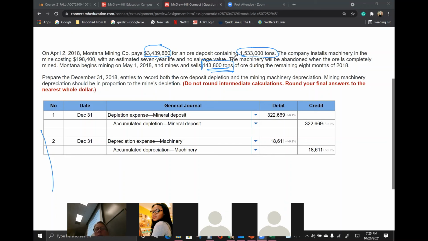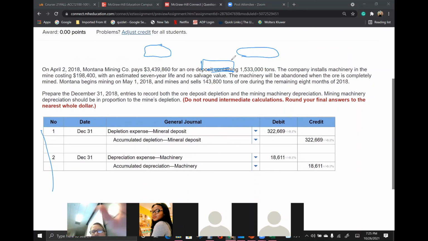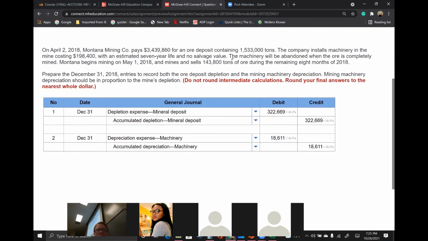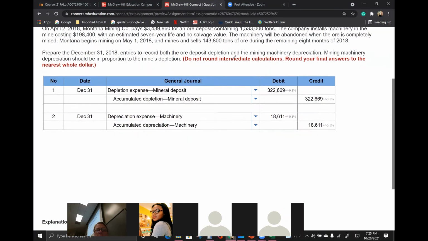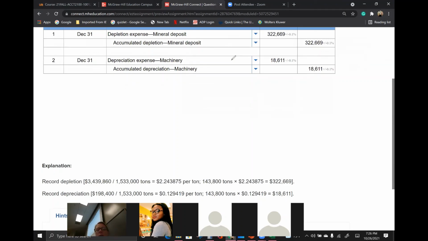So now I've got to calculate the machinery. It tells me that the machinery cost $198,400. And I want to calculate it the same proportion as the mine depletion. So I'm not going to worry about the 7 years or the 0 salvage value. I'm going to look at the 198,400 divided by the 1,533,000 tons and come up with per ton. So I have 0.129419. And then I do the same thing. I take that number and I multiply it by what I mined that year, which was the 143,800, to come up with what my depreciation expense is going to be.